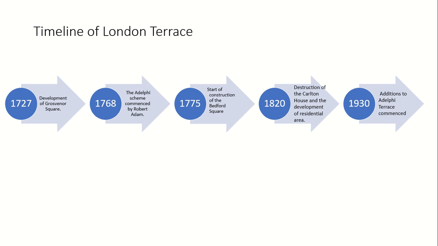In 1820, during the reign of the Regency, the destruction of Carlton House would commence and the development of residential areas. Finally, in the 1930s, parts of the Adelphi area configured by Robert Adam were destroyed, and additions to certain areas of the Adelphi began.